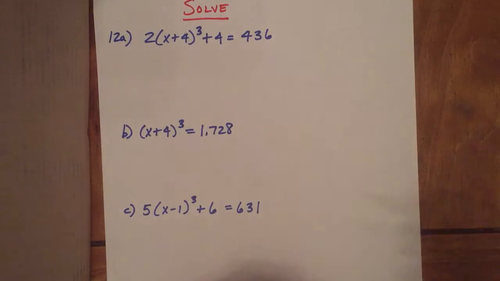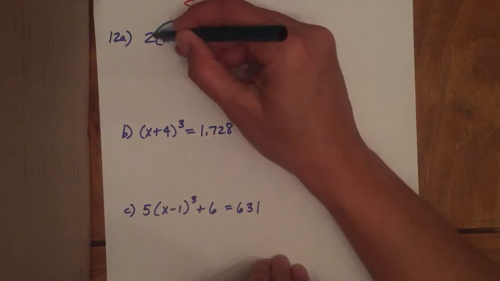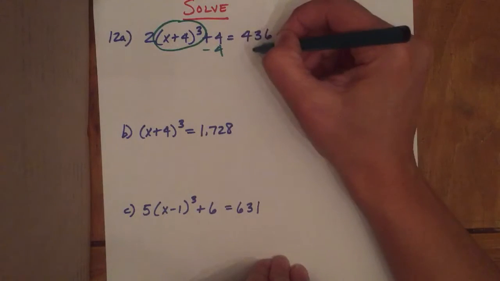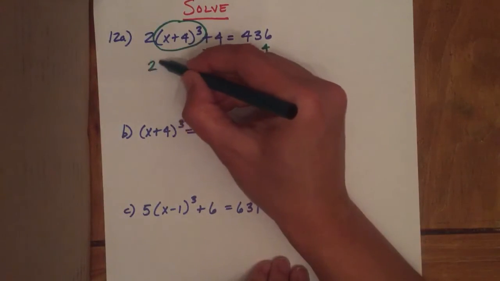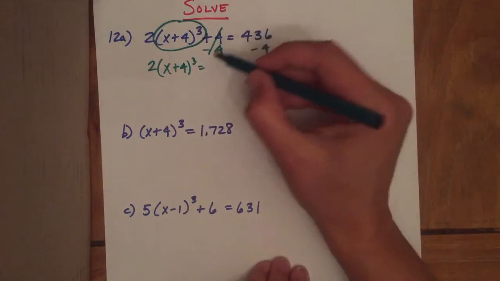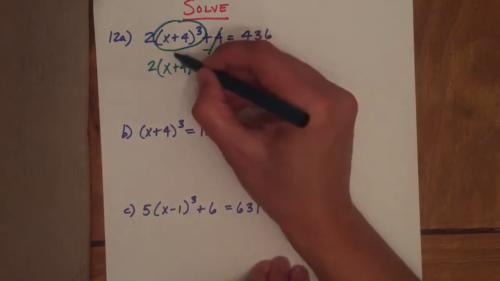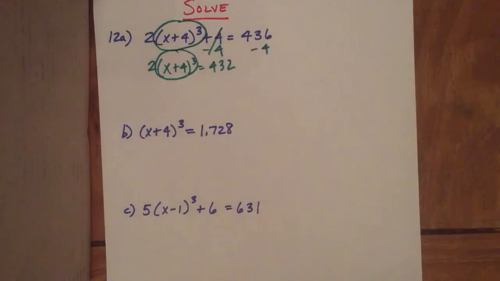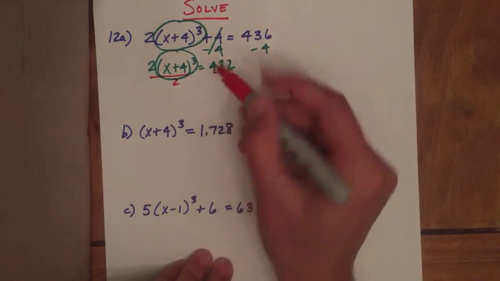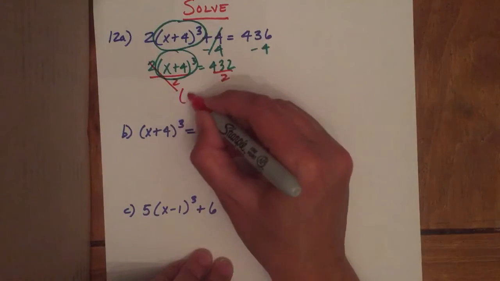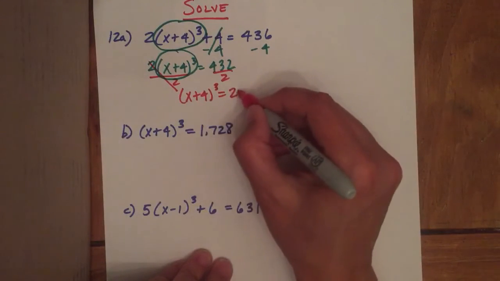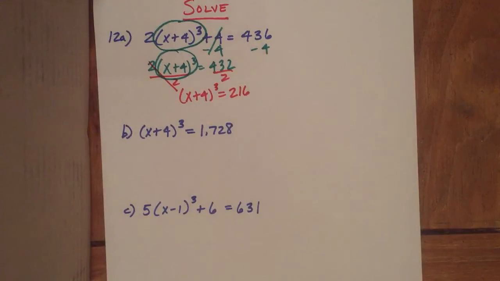So the first thing I want to do is look at what I want to isolate, which is this, x plus 4 cubed. So I'm going to move that 4 over first. So 2 times x plus 4 cubed equals 432. And again, I want to keep this isolated, so I want to move that 2 over. So I'm going to divide both sides by 2. That leaves me with x plus 4 cubed on one side and 216 on the other.